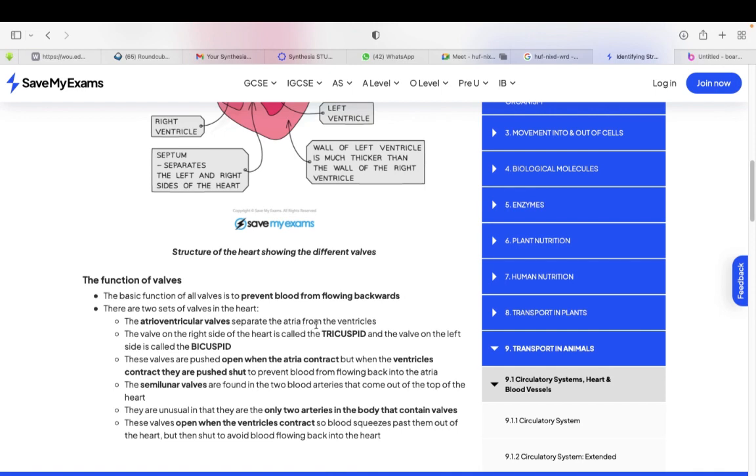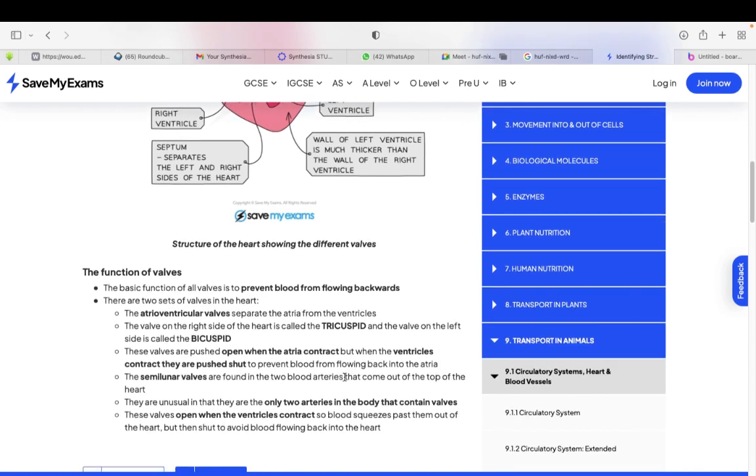Now, the second type of valves found in the heart are called the semilunar valves. The semilunar valves are found in the two blood arteries that come out of the top of the heart. One is the aorta, going to the rest of the body. The other one is called the pulmonary artery, which is going to the lungs. The semilunar valves are found in the blood arteries that are leaving the heart.